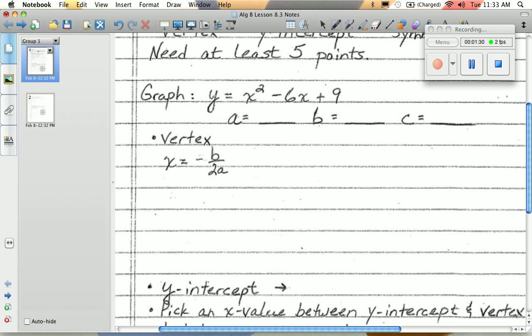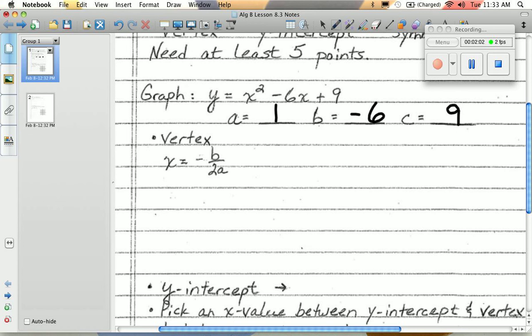So graph y equals x squared minus 6x plus 9. We really need to identify a, b, and c to be able to do all the things we need to do with this. Because remember, we have to find the vertex, which we already know how to do, and then we also need to know what the y-intercept is. So what's our a value? 1. What's our b value? -6. Negative 6, because it subtracts 6x. And what's our c value? 9.